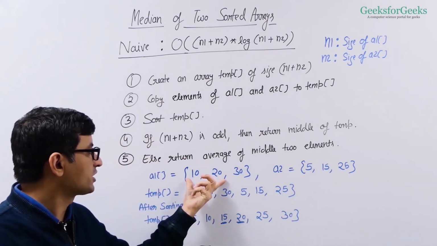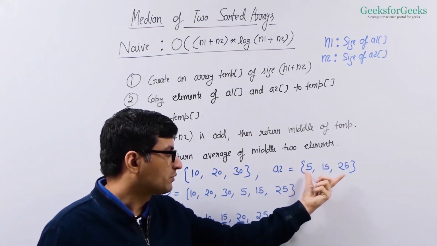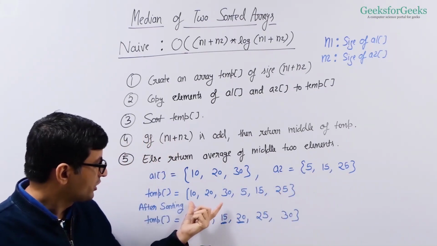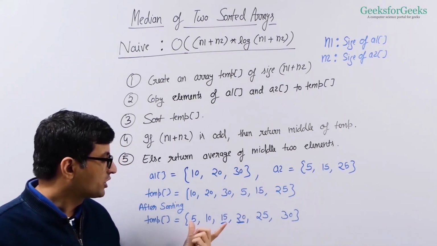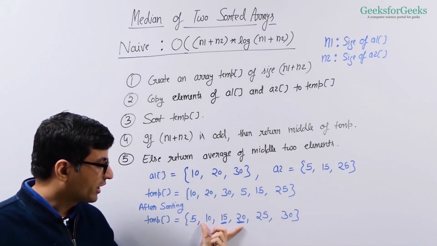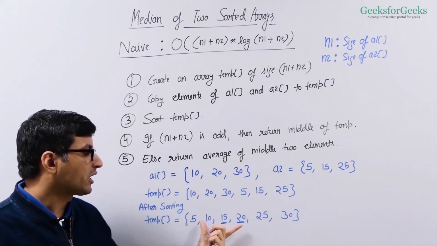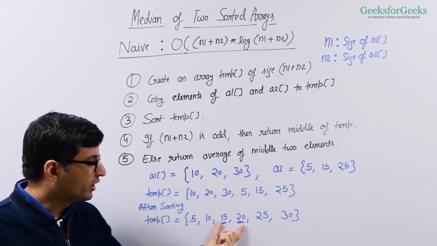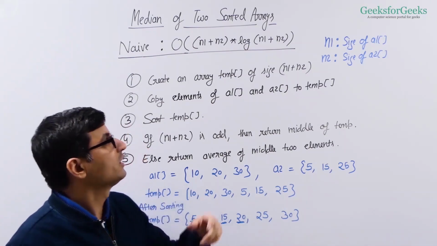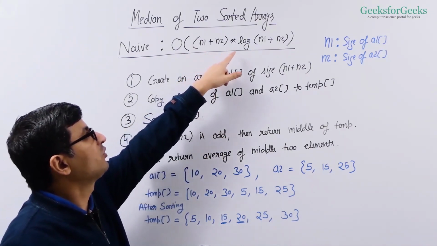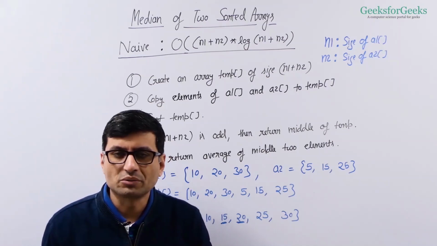For example, if a1 is 10, 20, 30 and a2 is 5, 15, 25. First we copy a1 into temp and then we copy a2 into temp. Now we sort the temp. So after sorting, our temp becomes this. Since there are an even number of elements in the temp, we return the average of these two elements. The time complexity of the solution is (n1 + n2) * log(n1 + n2).